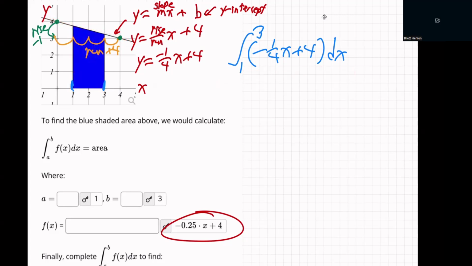So how do we do that now? Well, what we learned is that the integral is the antiderivative. Here, let me go back and just make that -0.25.